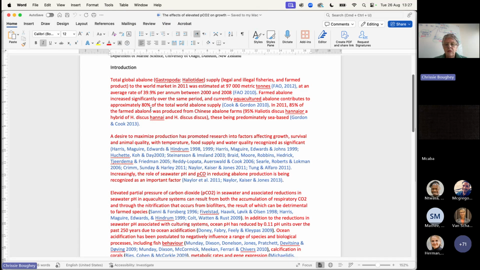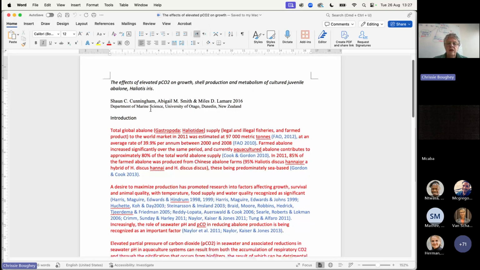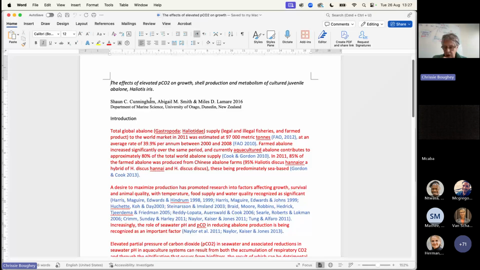Can you see a text with red and blue on your screen now? Yes. Okay. So this is an actual journal article. It's quite old now, but I've been using it to try to illustrate this point for many years.